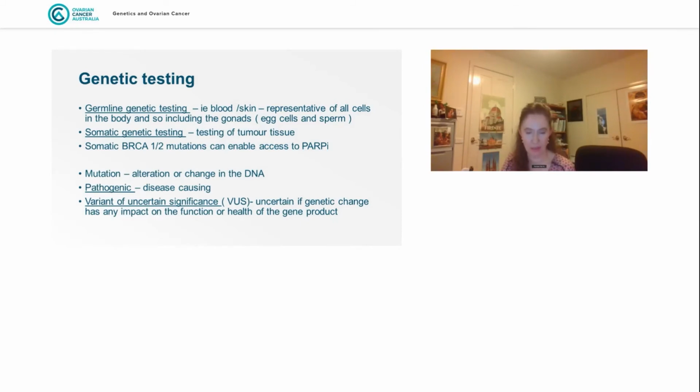And just a reminder, a mutation is an alteration or a change in the DNA. Pathogenic is disease-causing, a disease-causing alteration, and a variant of uncertain significance means it's uncertain if the genetic change has any impact on the functional health of the gene product or protein. So we all carry alterations in our DNA, and many of them are not significant, but some of them are. And we all carry a lot of variants, and it is quite a process and a science trying to work out if these genetic changes are pathogenic or if they are variants of uncertain or indeed of no significance.